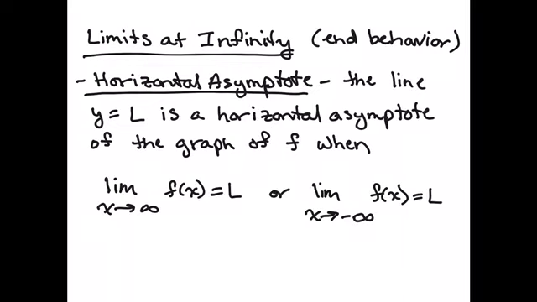But think about a parabola. Does a parabola have a horizontal asymptote? No. So if we look at the limit as x goes to positive or negative infinity of a parabola, we're going to get infinite limits. But when it approaches a finite value, we get a horizontal asymptote.